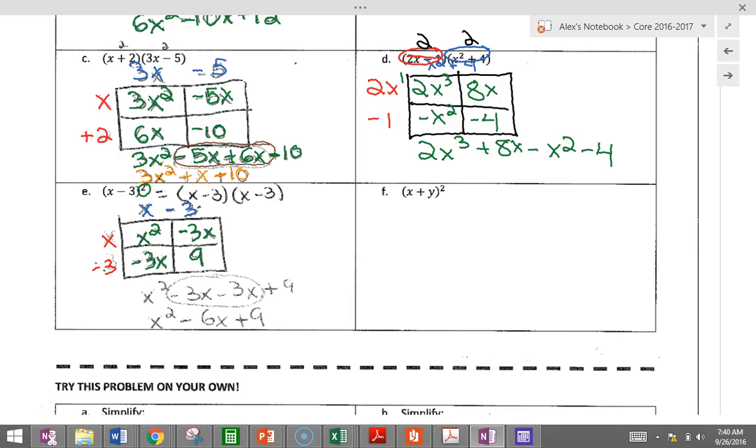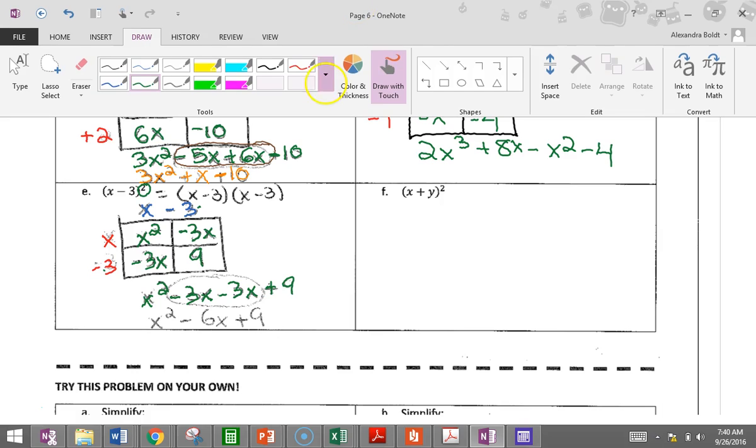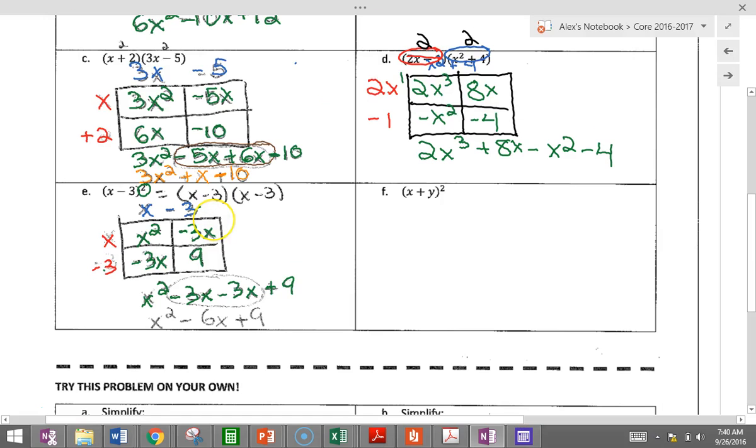So writing this out, I have x squared minus 3x minus 3x plus 9. And again, I have to look for if I have like terms. In this one I do. I have negative 3x and negative 3x. Both of those are x's. So I'm left with x squared minus 6x plus 9.